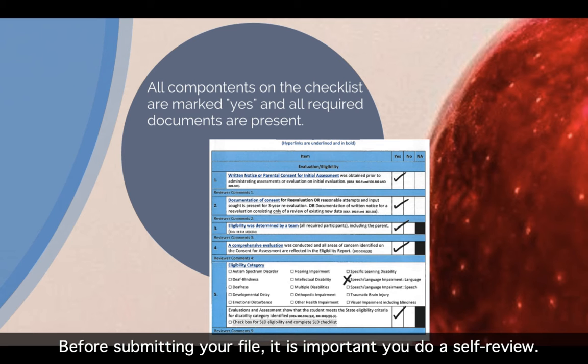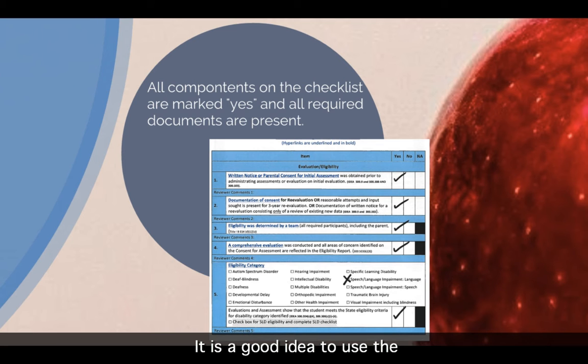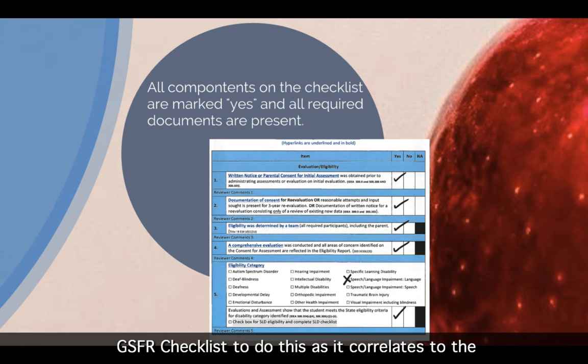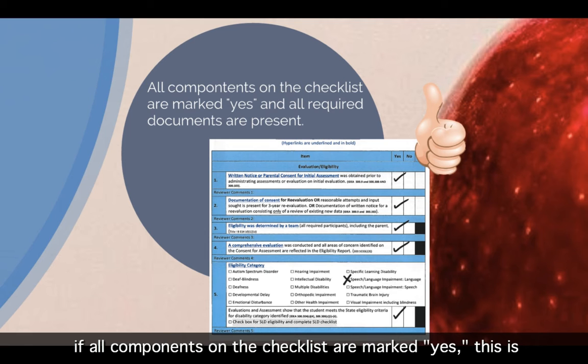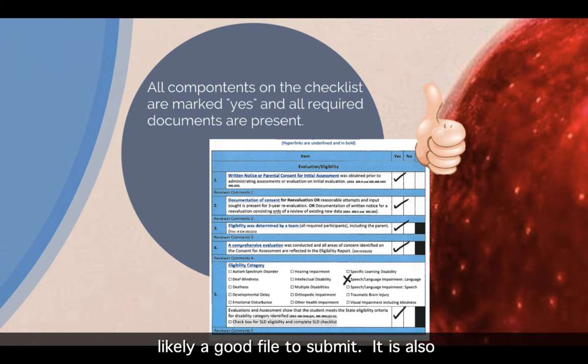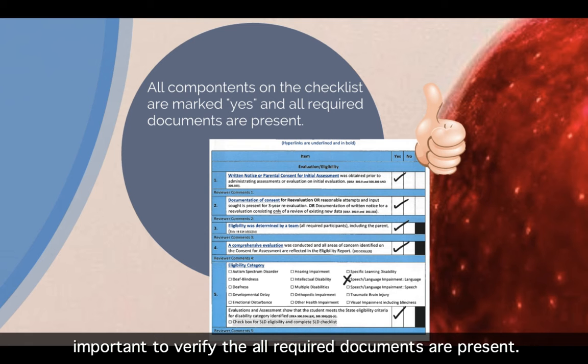Before submitting your file, it is important you do a self-review. It is a good idea to use the GSFR checklist to do this, as it correlates to the compliance tracking tool where you will submit your review and report your findings. After completing your self-review, if all components on the checklist are marked yes, this is likely a good file to submit. It is also important to verify that all required documents are present.